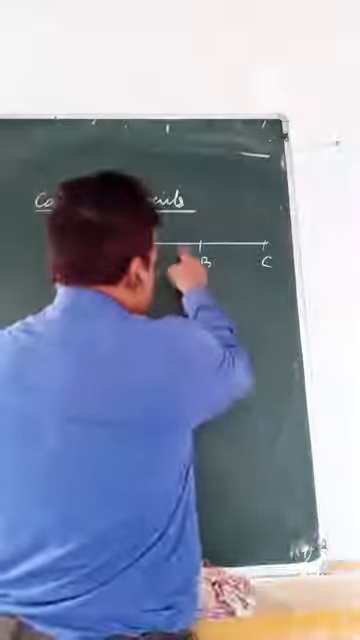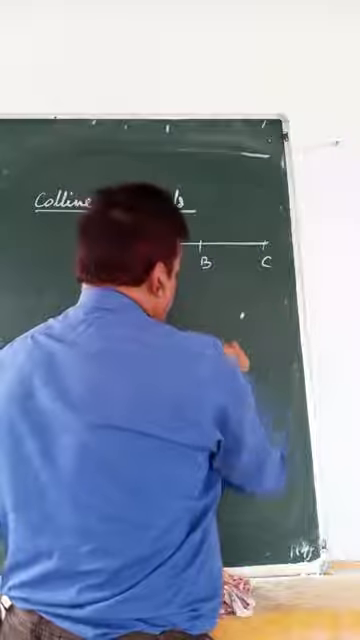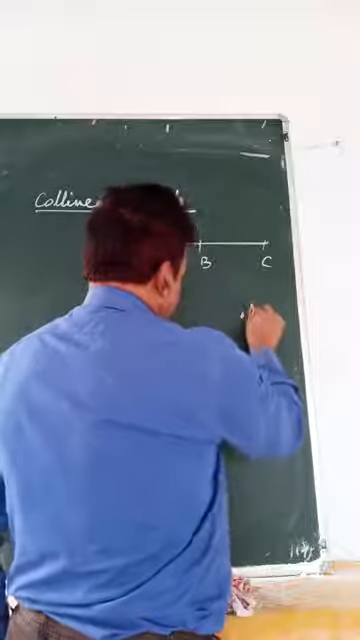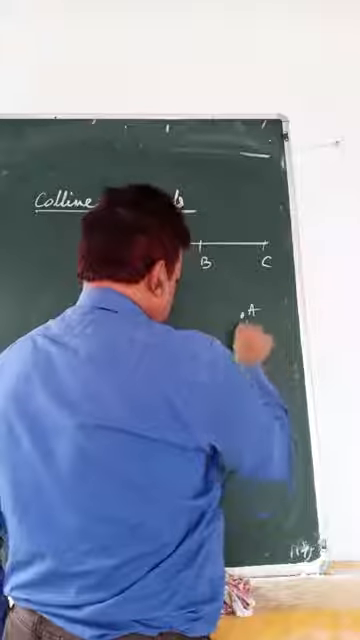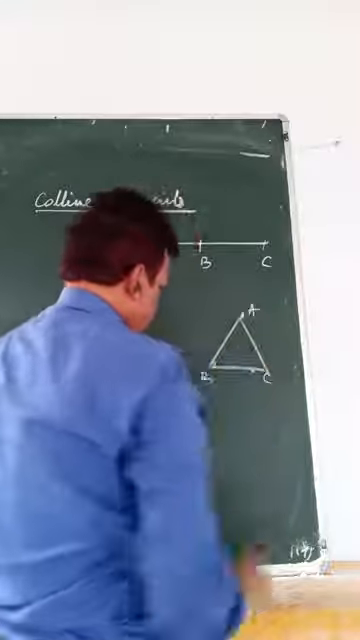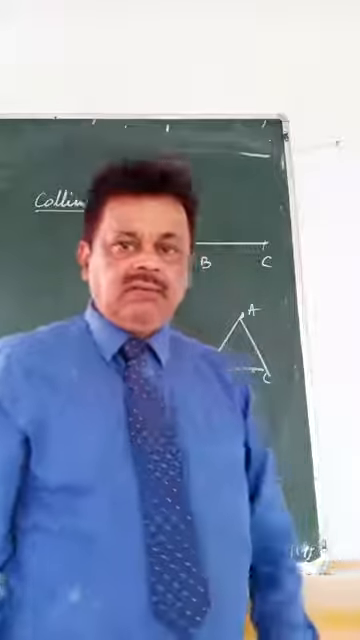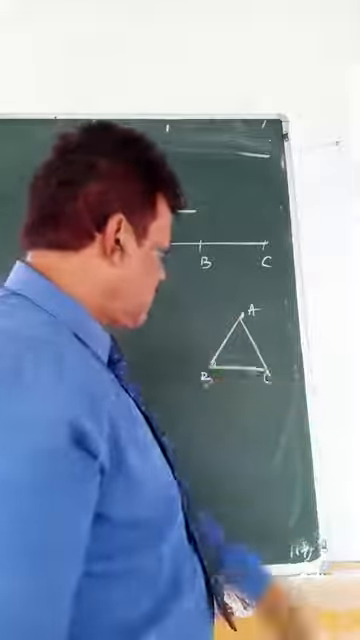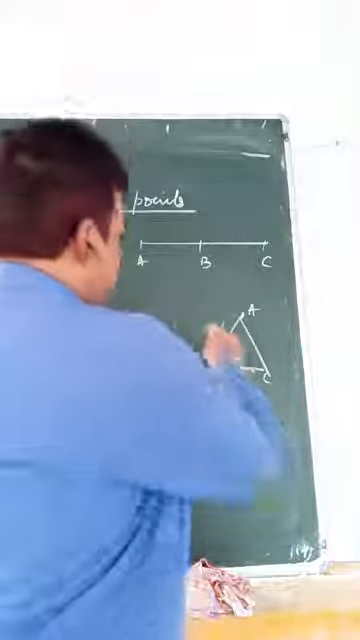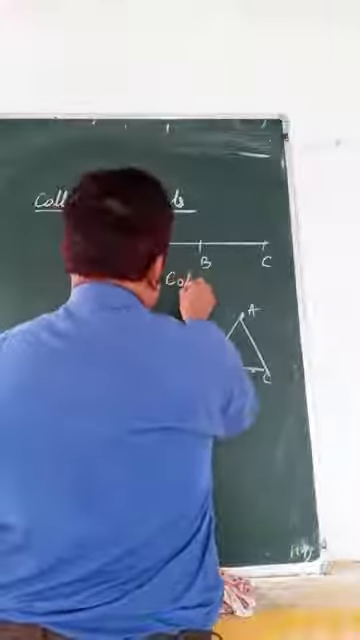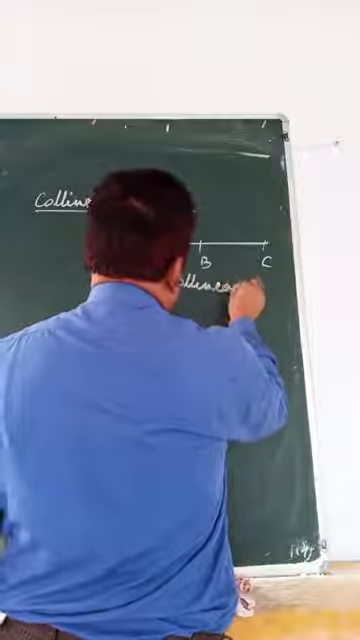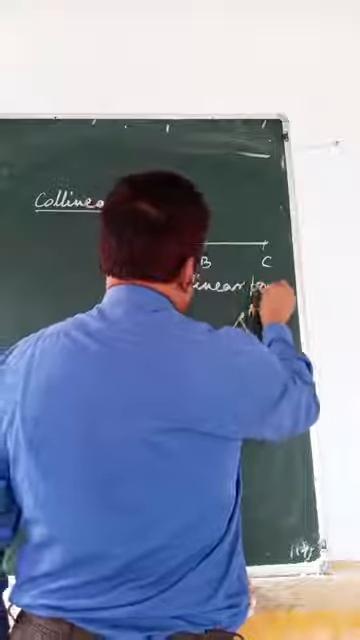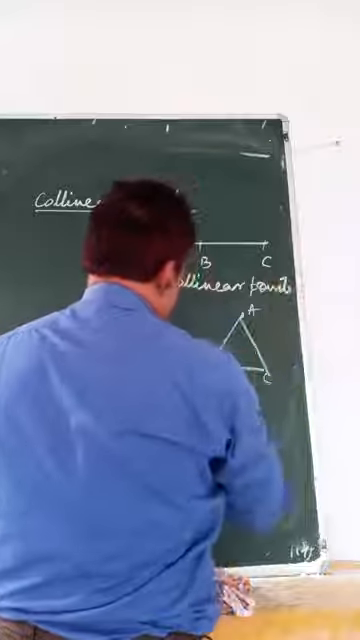Like these are the collinear points, but if I put a point here, they are not on the same straight line, so you can say A, B, C are not collinear. This is collinear points. This is not collinear.